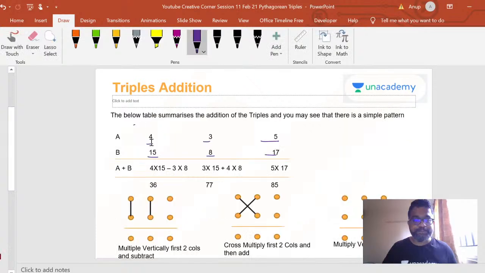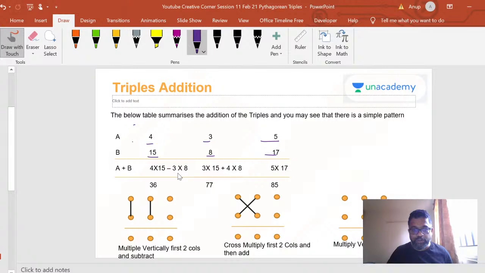So the formula here, or the pattern I would say, rather, in Vedic maths a lot of it is referred to by pattern. So the pattern is, see these two lines, I multiply 4 into 15 and I subtract it from 3 into 8. These two dots each represent a triple. So 4 into 15 minus 3 into 8, 60 minus 24, right? I get 36.